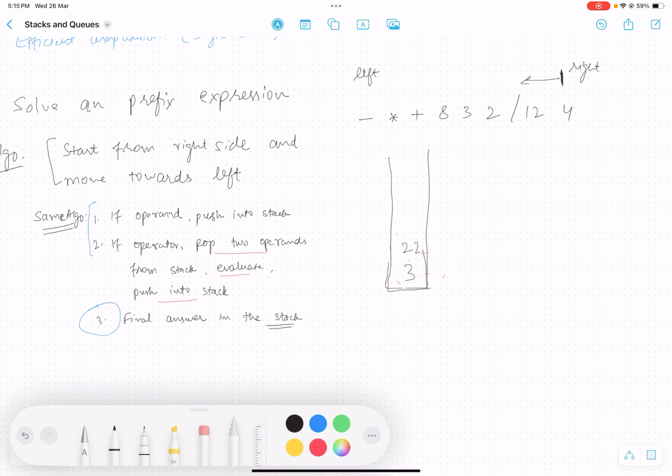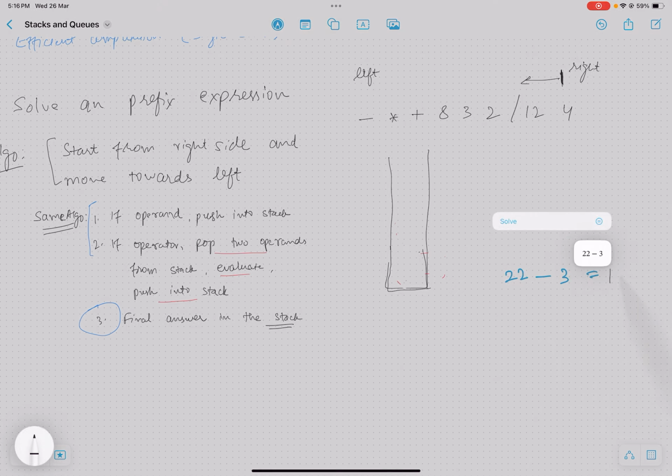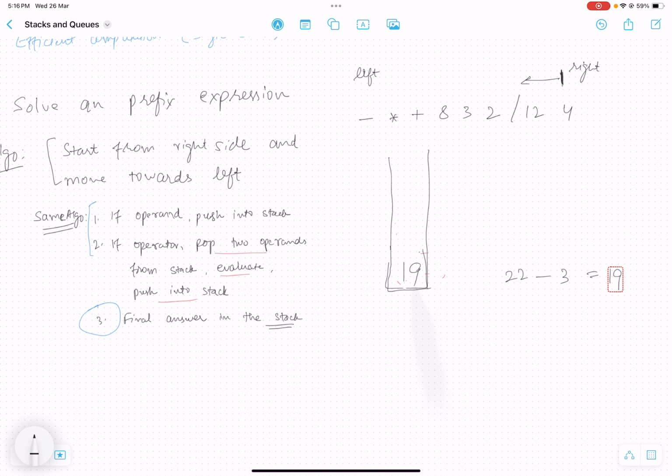Next again we have an operator, minus. 22, 3, because now we have to pop the operands, and the result is 19, which we will push into the stack. Now we have traversed the entire expression, nothing is left. So whatever is the final value in the stack is our answer.